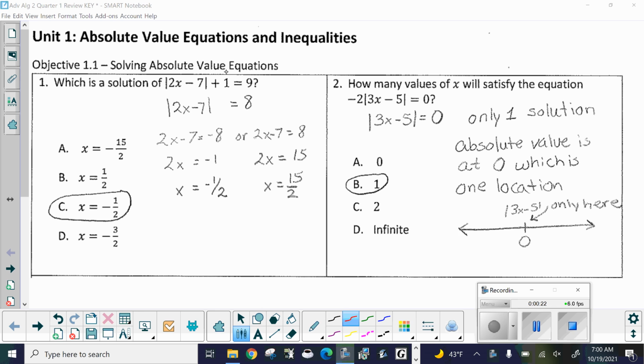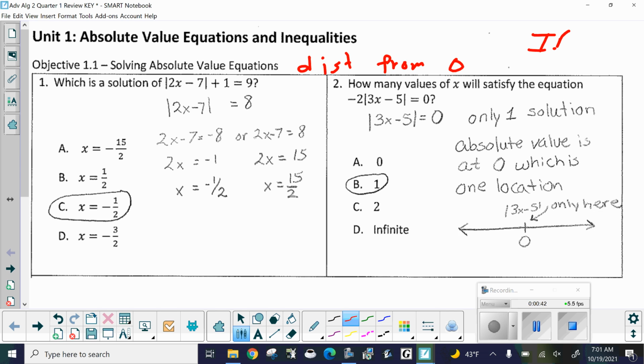First off, remember that absolute value is your distance from 0. Okay, so we have the absolute value of 2x minus 7, and then we're adding 1 and we equal 9. First we have to isolate. We have to isolate the absolute value. Then we rewrite as a compound statement, and finally we evaluate.